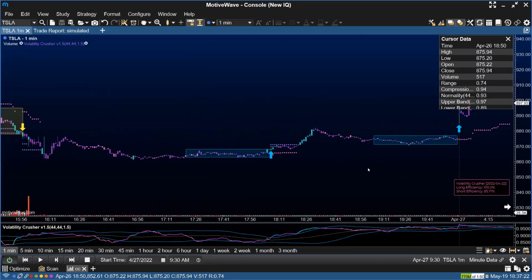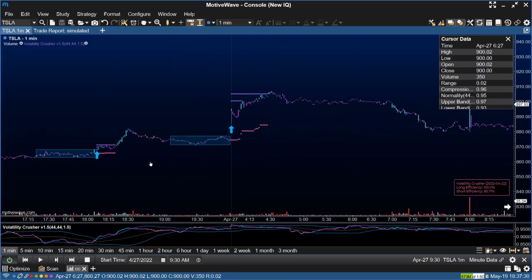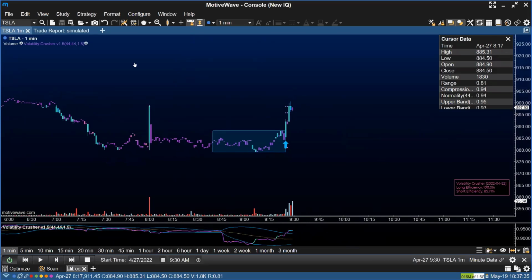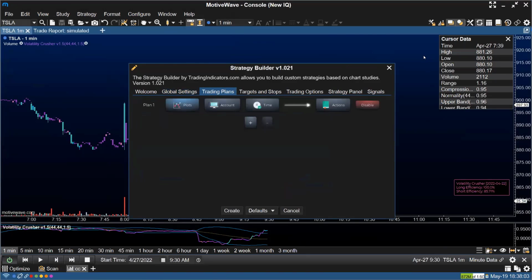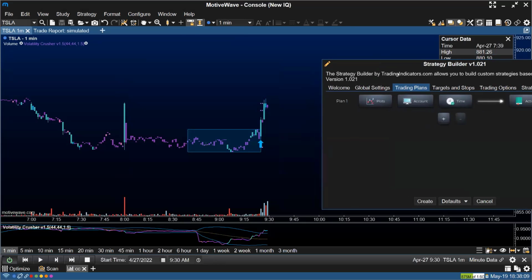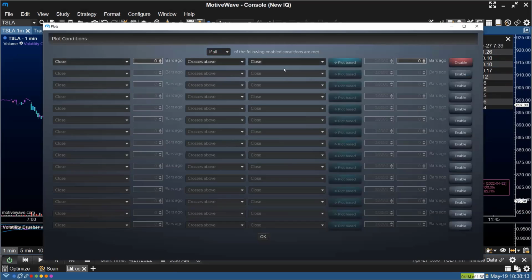And we're going to make a strategy which takes these signals, places limit orders for the targets, and places a trailing stop order that follows the plot on the chart. So it trades the indicator essentially perfectly as it is intended to be traded. So we'll open up the strategy builder. Okay, so we want to set up two plans, one for our long entries and one for our short entries. So I'll start with the long entry and open up my plot conditions.